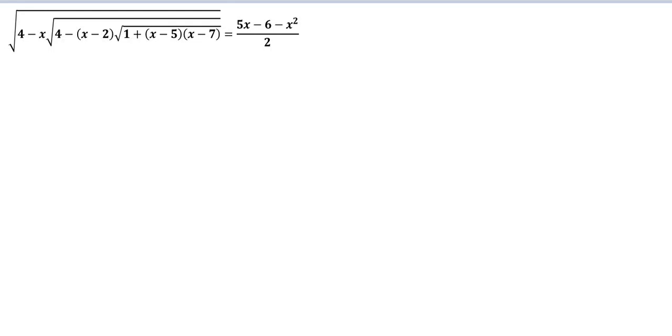Hello everyone, in this video we're going to solve the following equation and find all real solutions of x. So here x belongs to real numbers. Let's start. As you can see, the left hand side of this equation is the radical.